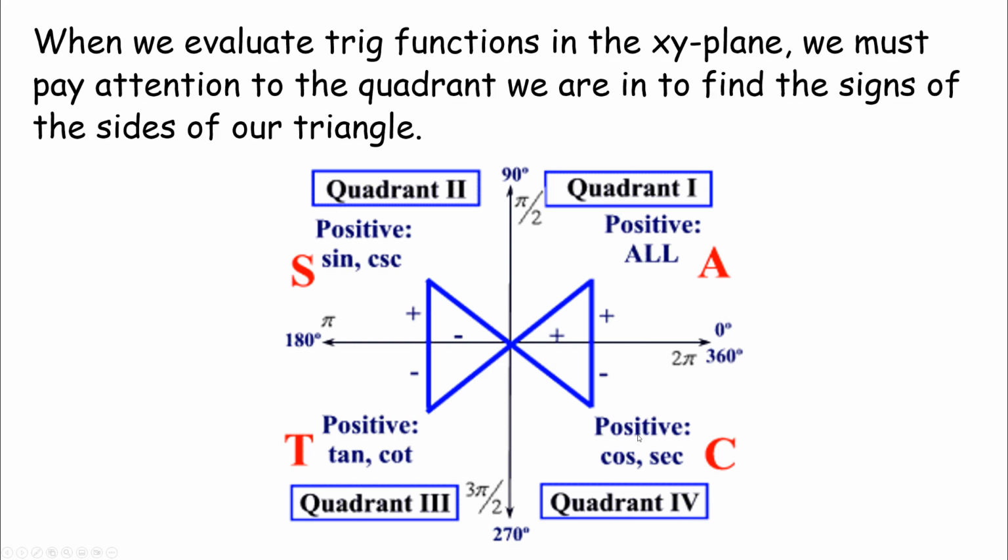In the fourth quadrant, cosine and secant are positive because the x-coordinate is positive and the y-coordinate is negative, and you associate the x-coordinate with cosine because it is the adjacent side to our angle in the fourth quadrant. So positive, cosine and secant, everything else negative in the fourth quadrant.